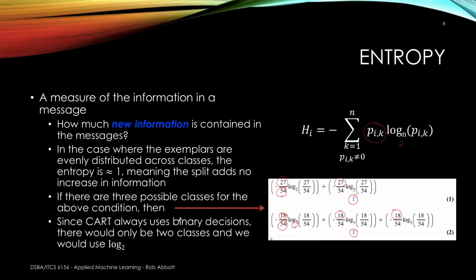So if we're talking about pure CART models, they always use binary decisions. So in a pure CART model, we would always use log 2 in this determination.